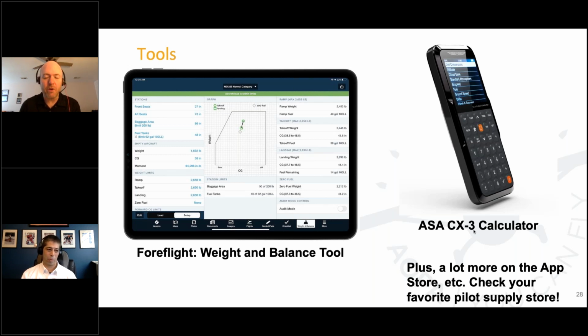It's got a weight and balance. So there's lots of manufacturers out there that make stuff. These are just the three that we knew about, and there's more. When we did a search on the App Store, there were tons of them.